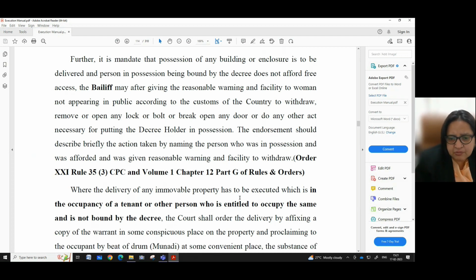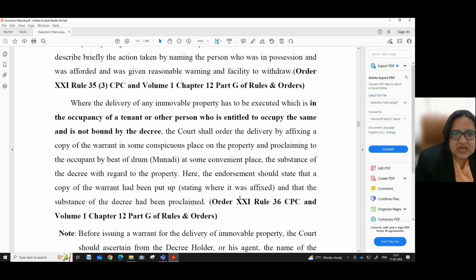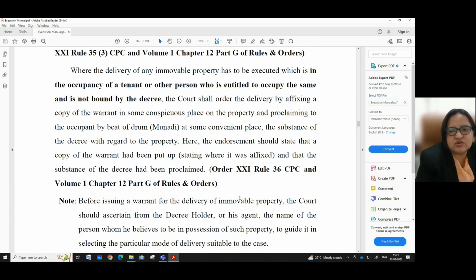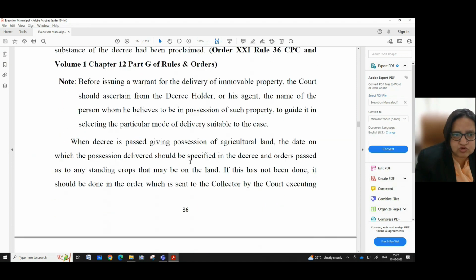Where the delivery of any immovable property has to be executed, which is in the occupancy of a tenant or other person who is entitled to occupy the same and is not bound by the decree, the court shall order the delivery by affixing the copy of the warrant in some conspicuous place on the property and proclaiming to the occupant by beat of drum, munadi, at some convenient place the substance of the decree with regard to the property. Here, the endorsement should state that a copy of the warrant had been put up, stating where it was fixed, and that the substance of the decree had been proclaimed. Order 21, Rule 36, CPC and Volume 1, Chapter 12, Part G of Rules and Orders.